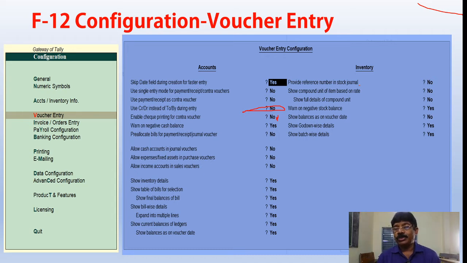Show balance on voucher date, and show godown wise details, batch wise details. These first we have to understand. Whenever there is a requirement, we have to remember that a particular option is available in the configuration under a particular head. That is very, very important.